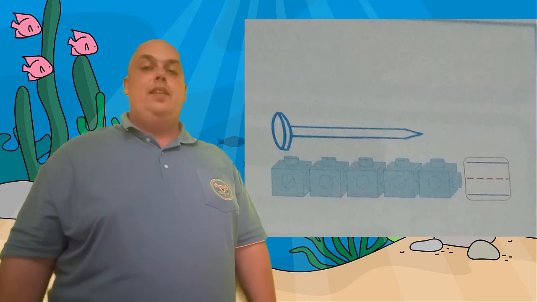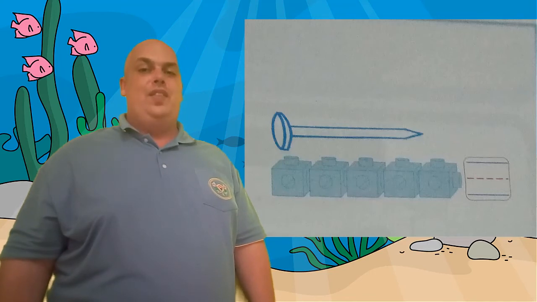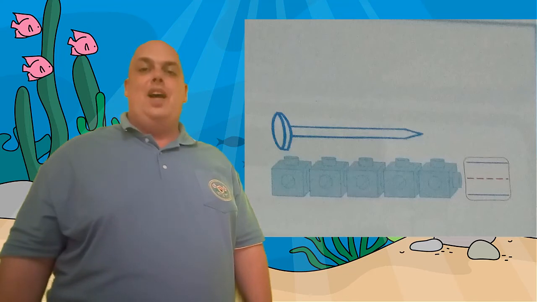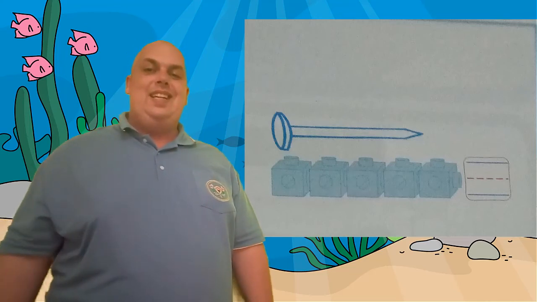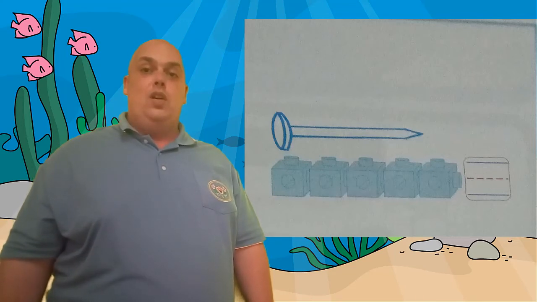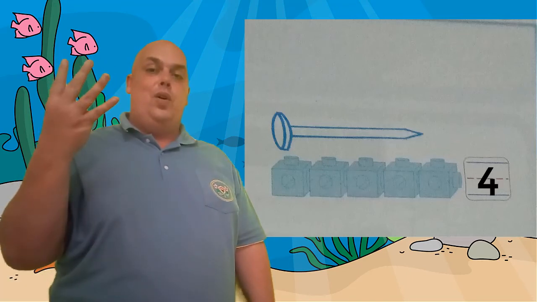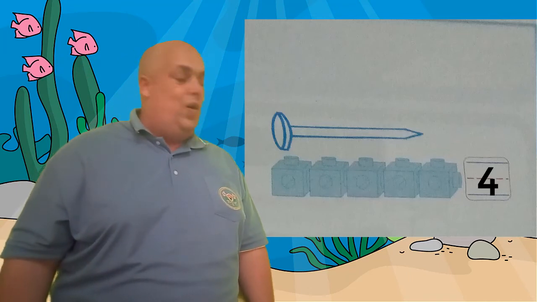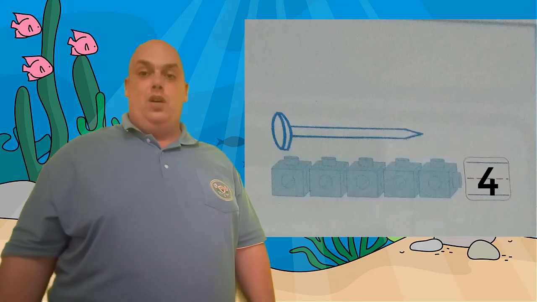In the next picture, you can see a nail. Repeat after me. Nail. Nail. Very good. Now, how many blocks do you see? 1, 2, 3, 4, 5. I see 5 blocks. But just like the key, I don't think the nail is actually 5 blocks long. No, it isn't. It is actually only 4 blocks long. You see? 1, 2, 3, 4. 4 blocks long.